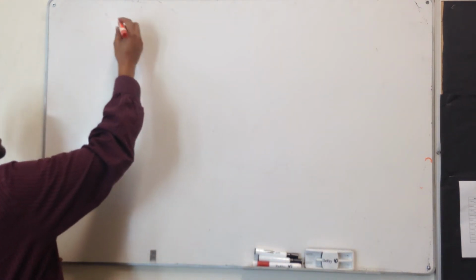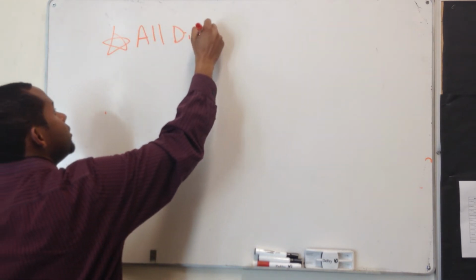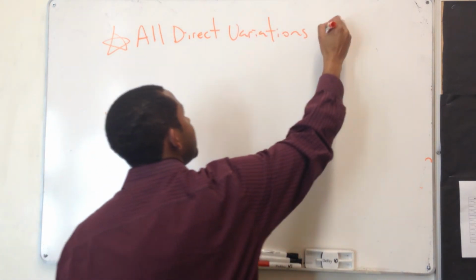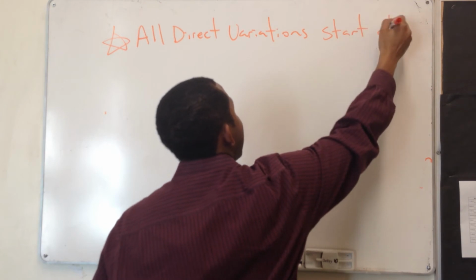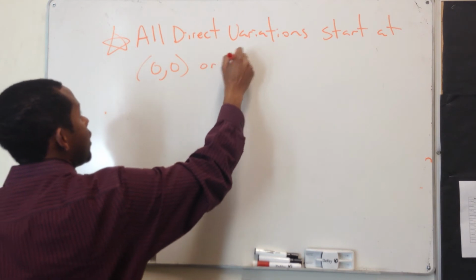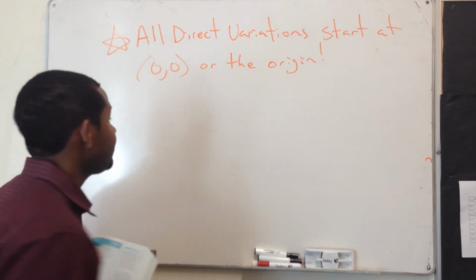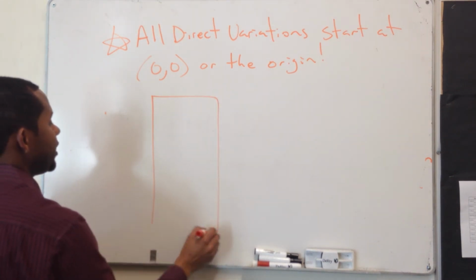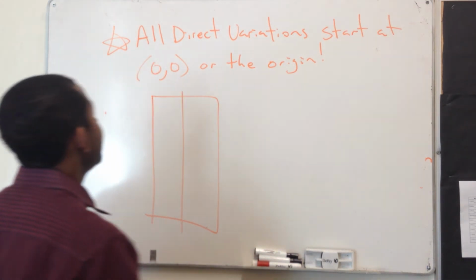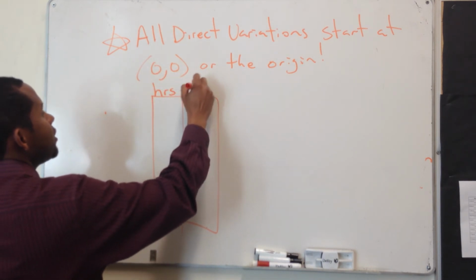Next thing, with a star, says all direct variations start at 0, 0, or the origin. Okay? Let's take that box situation. Actually, let's take the pay situation. All right? If I work, we'll go hours worked compared to pay.